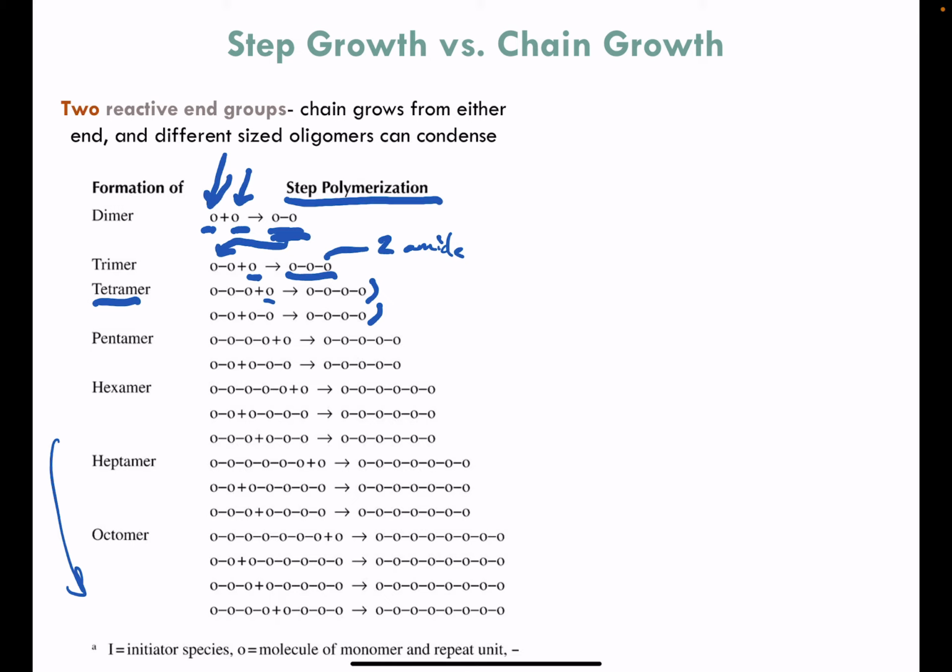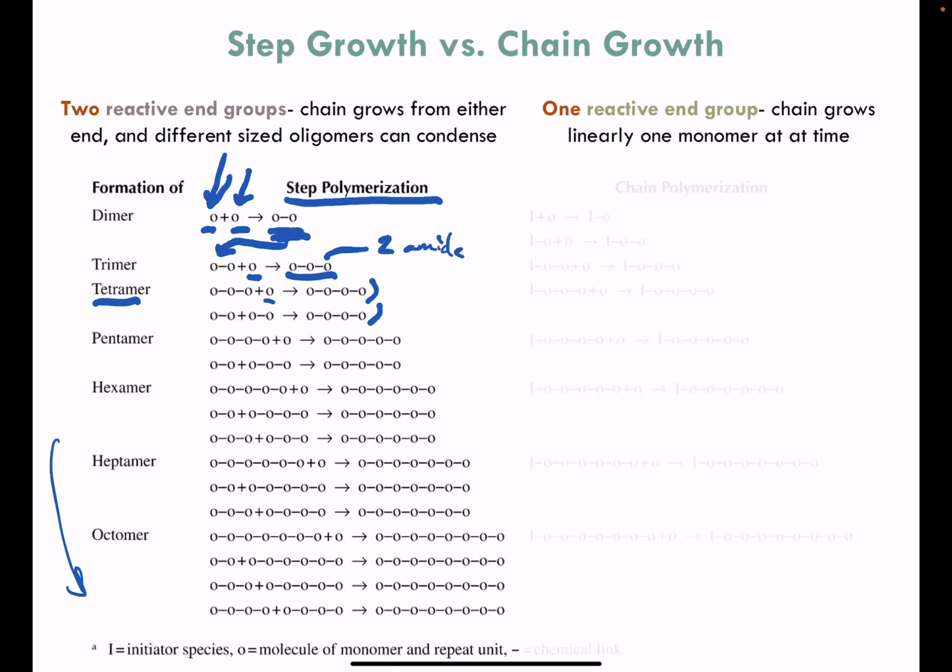Okay, at every linkage, every time these generic circle features are added to a chain, we expect to eliminate a small molecule again. Okay, contrasting this to what we see in chain growth polymerization, where we have that unidirectional polymerization and only one reactive end group.